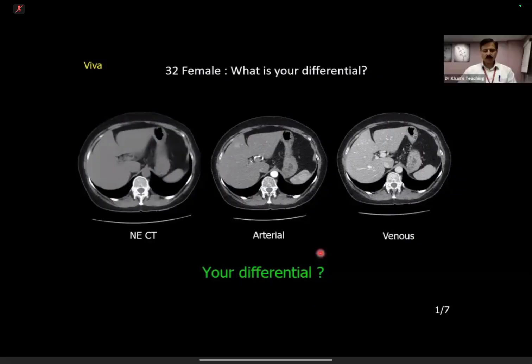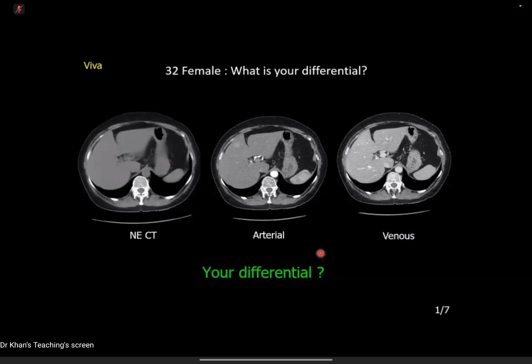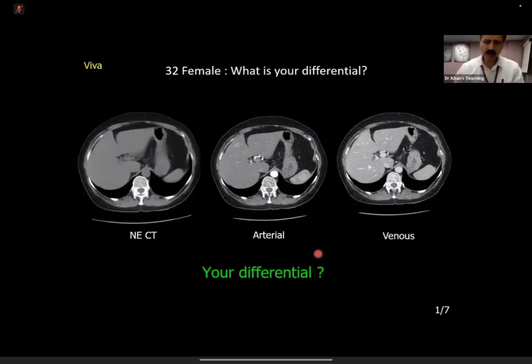And so other than FNH, what else can it be? A hemangioma, a flash filling hemangioma. Flash hemangioma, okay, well done. What else can it be?